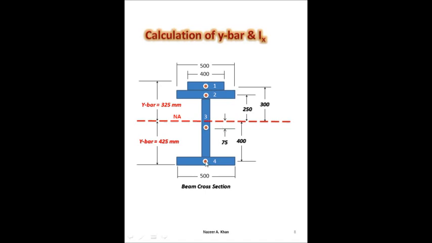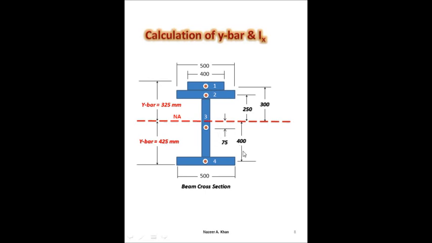How do I get this height? I calculated it before, but let's do it again. We have 600 for this center member, divided by 2, you will get from here to that point. Add the 50, so we'll have 350. 350 from 425 will give you 75.